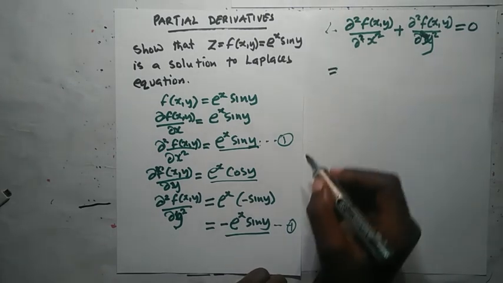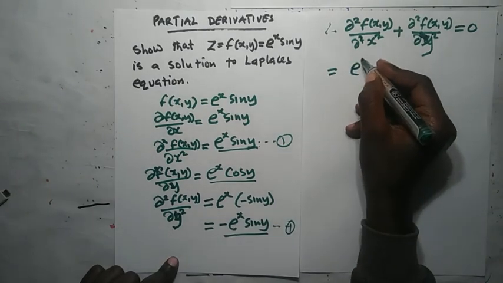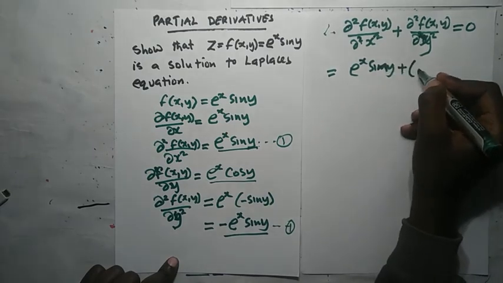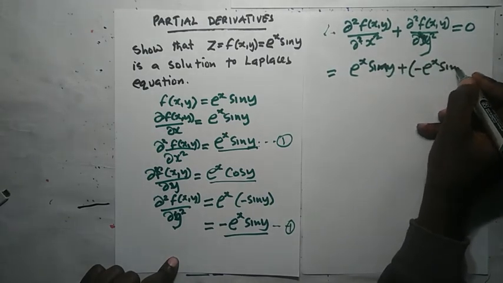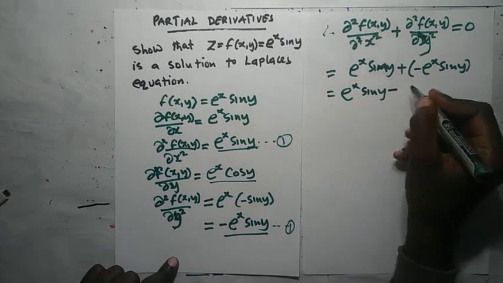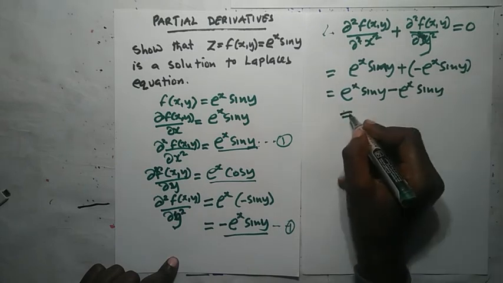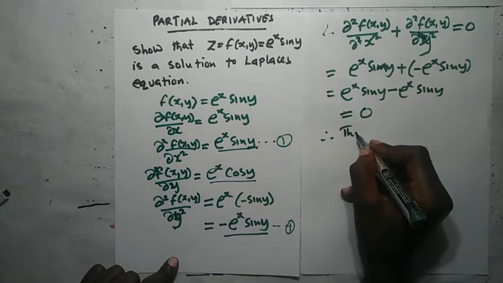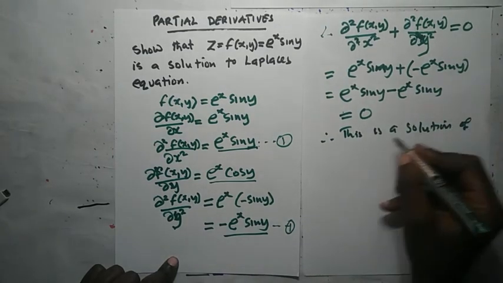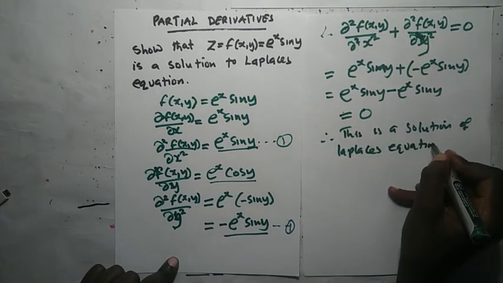And so here, our two equations for the second order partials, we have e to the power x sine y plus negative e to the power x sine y, which will give us e to the power x sine y minus e to the power x sine y. And this is going to be equal to 0, and therefore this is a solution of Laplace's equation. Thank you.